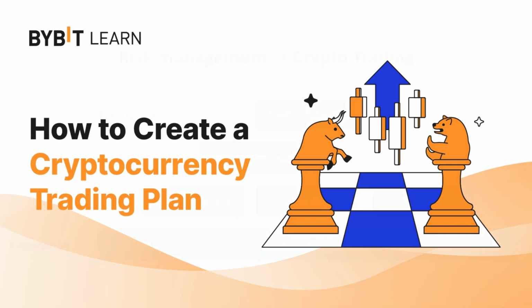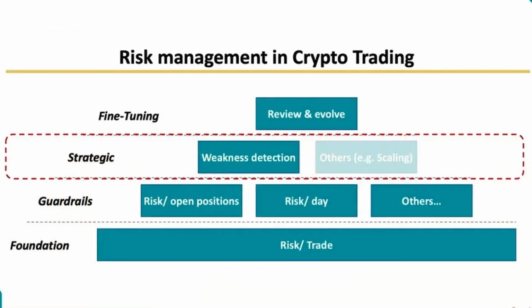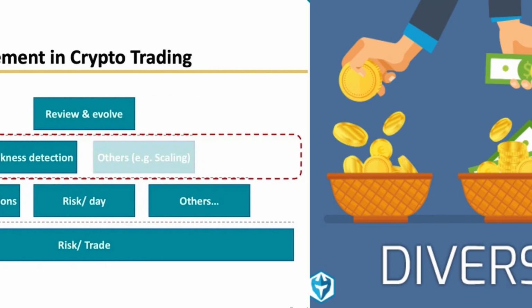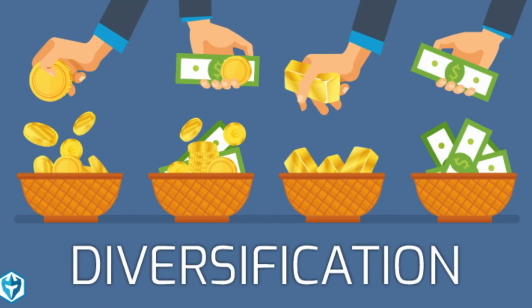6. Risk management. Set stop loss and take profit levels. Determine specific levels to limit potential losses, stop loss, and secure profits, take profit. Diversify. Avoid putting all your funds into a single asset. Diversification can help manage risk.